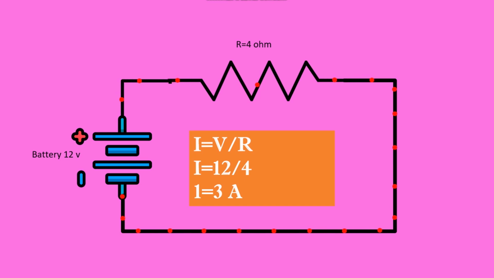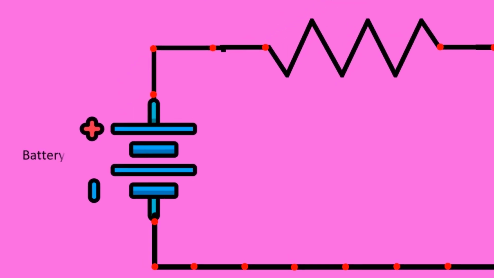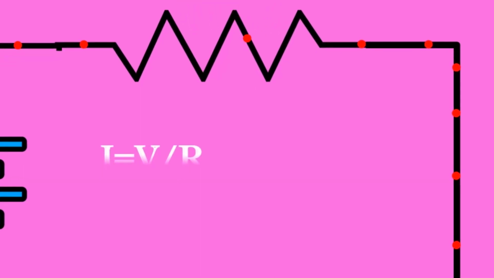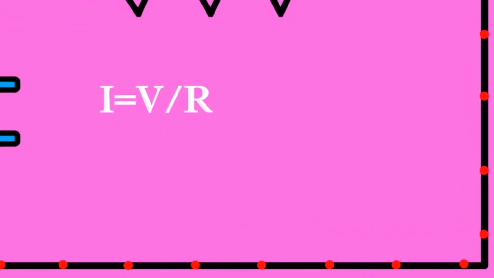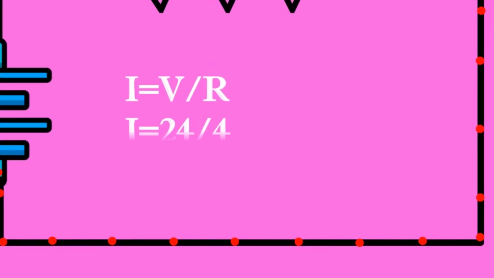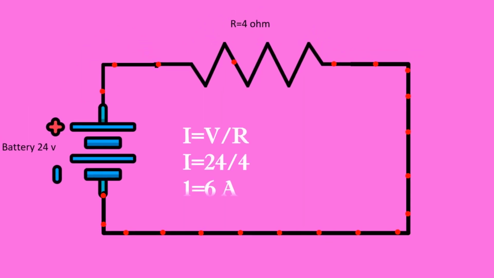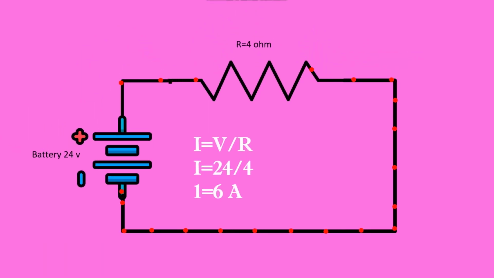However, if we increase the voltage from 12 to 24 volts while keeping the resistance constant at 4 ohms, the current will increase to I equals V by R, I equals 24 by 4, I equals 6 ampere. This illustrates that by increasing the voltage, the current will increase, given that the resistance remains constant.